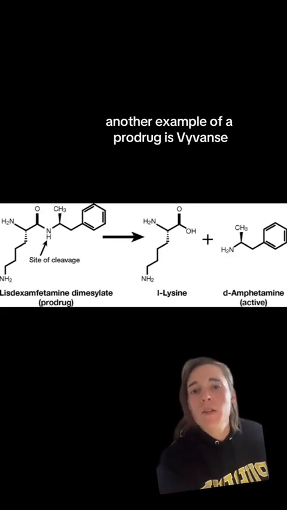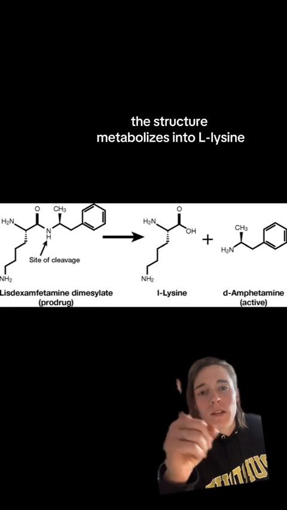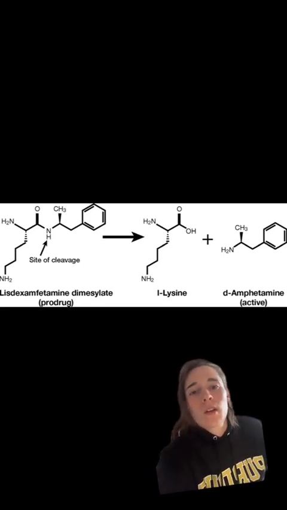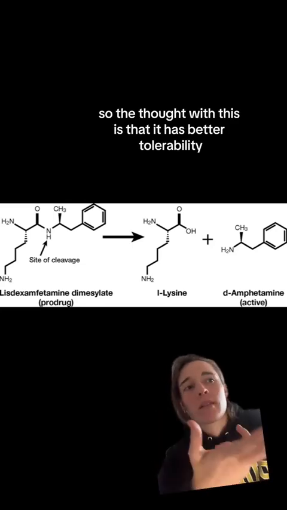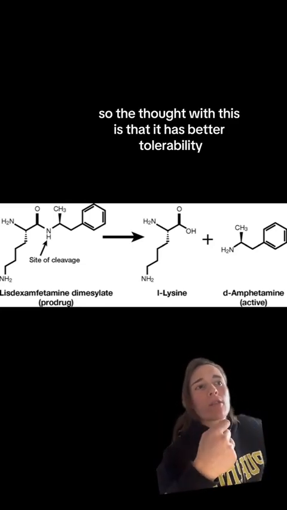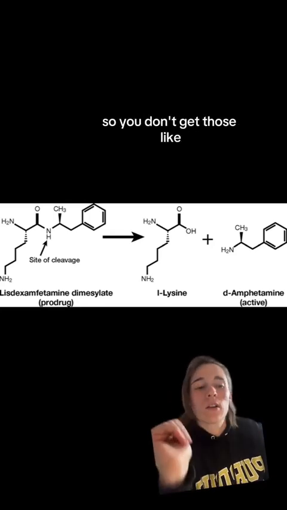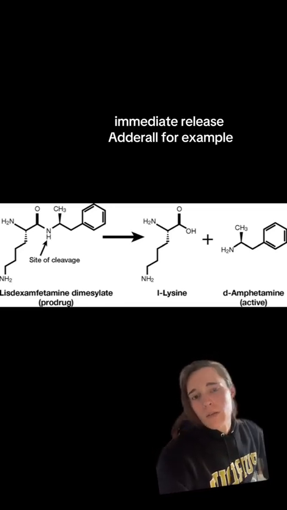Another example of a prodrug is Vyvanse or lisdexamfetamine. This structure metabolizes into L-lysine, which is an amino acid, and then D-amphetamine is the active form. So it's cleaved by enzymes in red blood cells. So the thought with this is that it has better tolerability in that it has a smoother onset and then offset. So you don't get those peaks and crashes that you do with immediate release Adderall, for example.